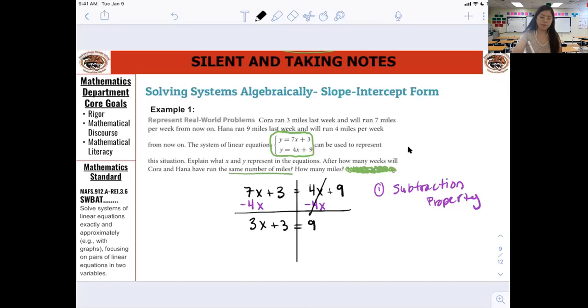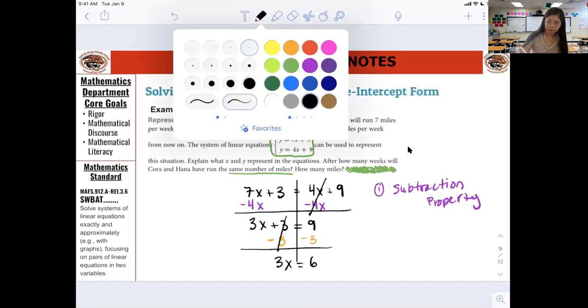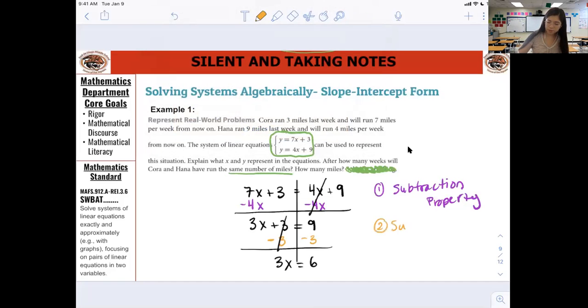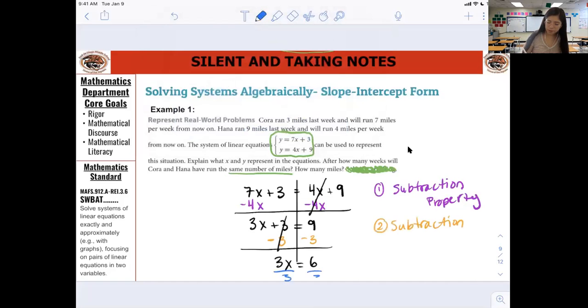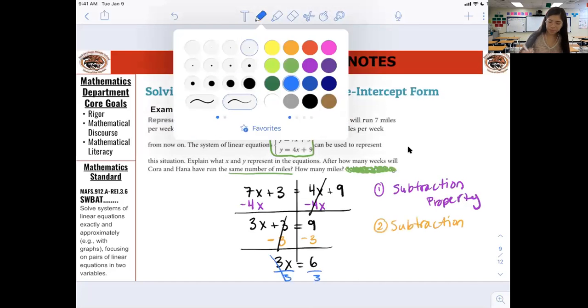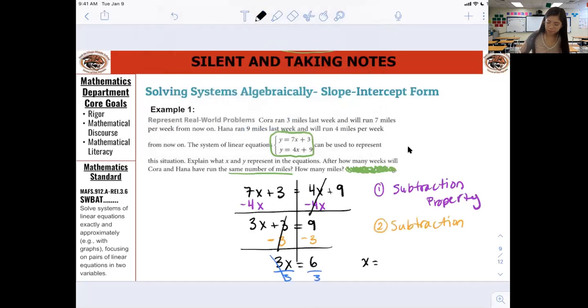Okay, so now I can move over that 3. What should I do to move it? Subtraction property, another subtraction property. What's 9 minus 3? 6. And to get the x all by itself? Divide by 3. Good. So we divide by 3, and I get x equals 2.